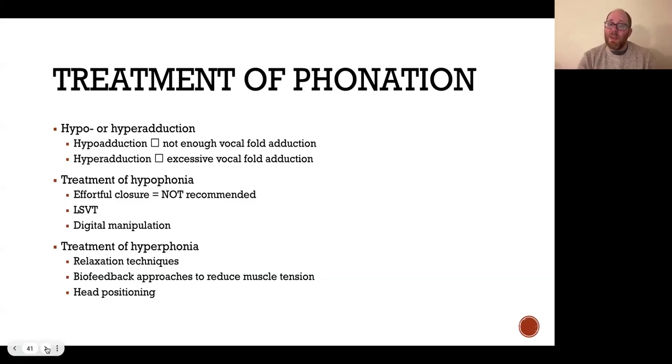You can use things like LSVT, or Lee Silverman voice treatment. That is a research-backed treatment method that's been around, I believe, since the 1980s. It is specifically designed for hypophonia caused by hypokinetic dysarthria, but they have a lot of good research on other types of issues as well. If you're interested, I encourage you to look through that body of evidence. And then you can also have digital manipulation. If you have someone who has a paralyzed right vocal fold that's a bit more hypoadducted, you can work on pressing on the right side of their laryngeal cartilage to try and push that vocal fold more into midline, to get a little bit better voicing support.